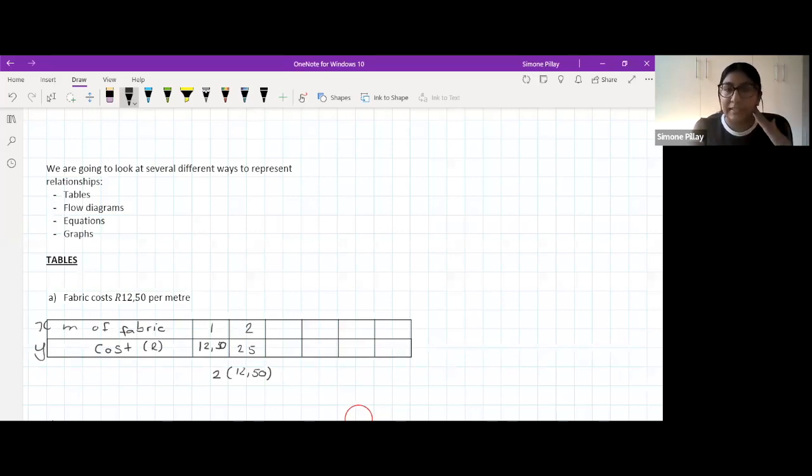I hope this is making sense to you guys. If anybody has a question at this point before I complete this table, you can let me know, just so that I don't carry on explaining and nobody is understanding. Okay, I'm not seeing any hands being raised, so I'm just going to continue.